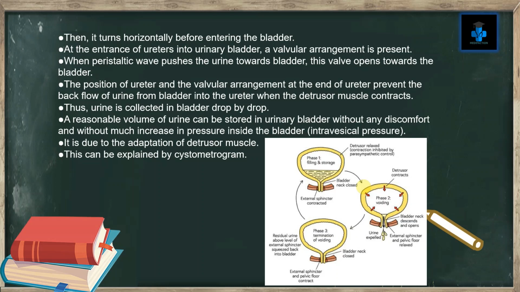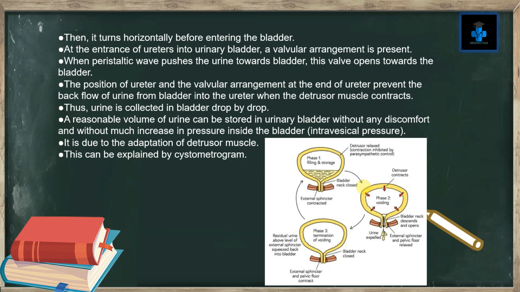At the entrance of ureters into urinary bladder, a valvar arrangement is present. When peristaltic wave pushes the urine towards the bladder, this valve opens towards the bladder. The position of ureter and the valvar arrangement at the end of the ureter prevents the backflow of the urine from bladder into the ureter when the detrusor muscle contracts. Thus, urine is collected in bladder drop by drop.